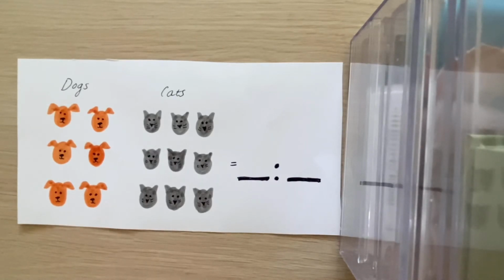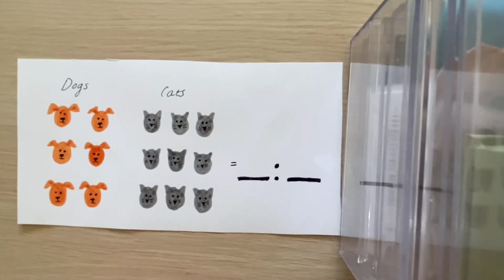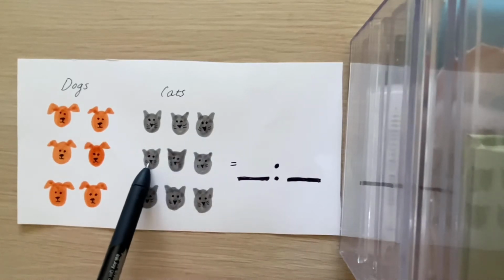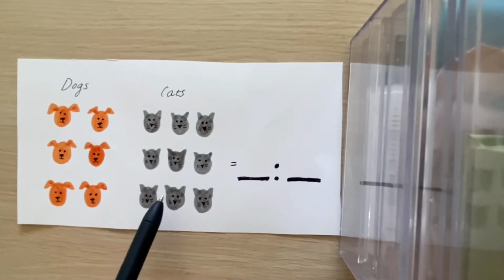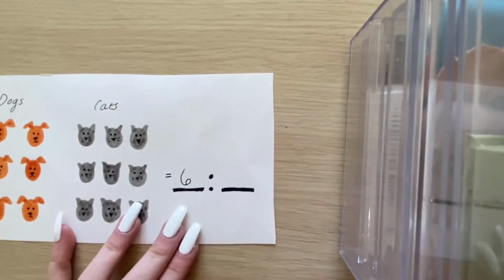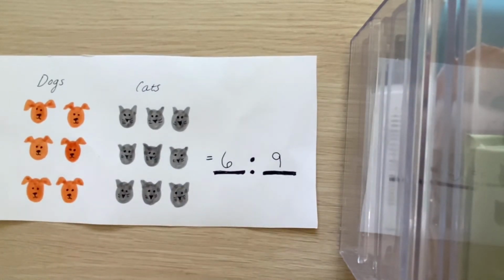In this ratio, we are going to be looking at dogs and cats and how many are in the animal shelter to be adopted. Let's start by counting how many of each we have. We'll start with the dogs. We have 1, 2, 3, 4, 5, 6. 6 dogs, and we have 1, 2, 3, 4, 5, 6, 7, 8, 9 cats. Therefore, if we wanted to know how many dogs we have to cats, we would have 6 dogs to every 9 cats in the shelter, waiting to be adopted.